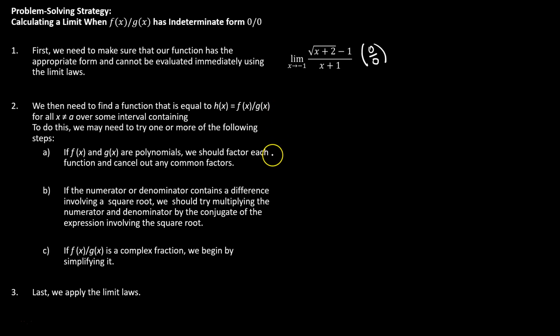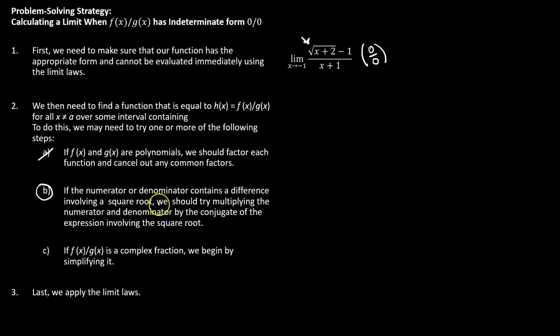So we're going to read through our tips. We know that we are not going to use a because we don't have a polynomial in our numerator. That radical means not a polynomial, so we can't use that first one. Let's move on to b. If the numerator or denominator contains a difference involving a square root, well, ding, ding, ding, that's exactly what we have in the numerator. We have a difference, and one of the terms in the difference has a square root, so we definitely want to use tip B.